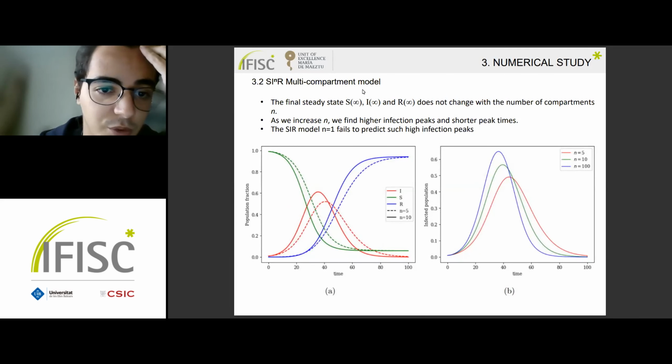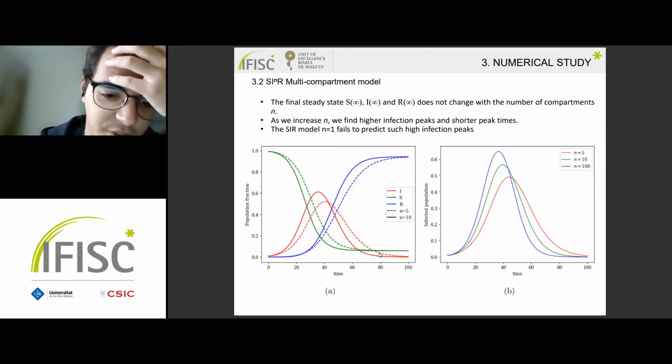So now we jump to the multi-compartment model, which is, as I said before, an extension of the SIR model, just by dividing the infected compartment into n compartments. Here we observe that the final number of recovered and susceptible individuals is the same, independently of the number of compartments that you consider in the infected population. And the number of infected at the end of the disease will always be 0, of course, in any case.